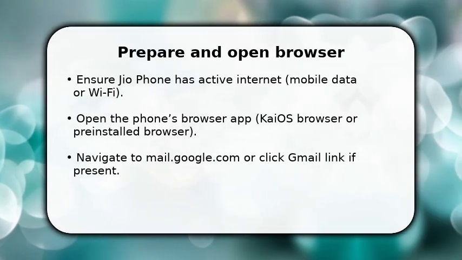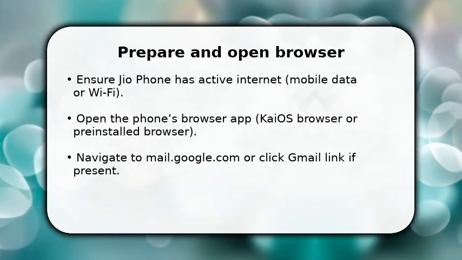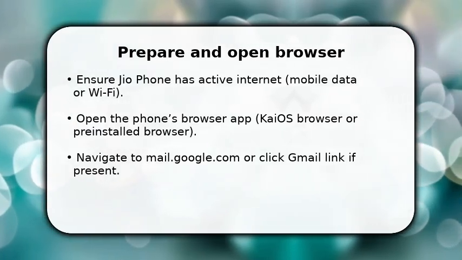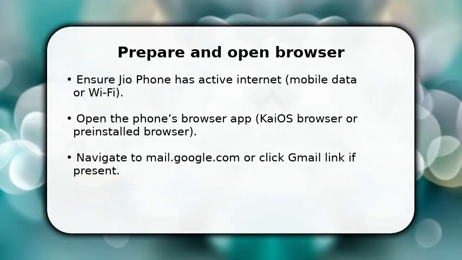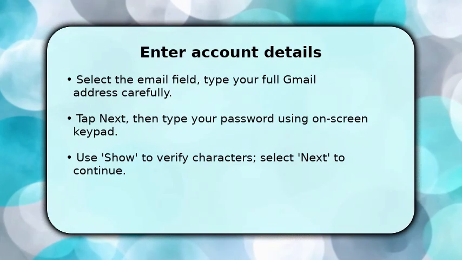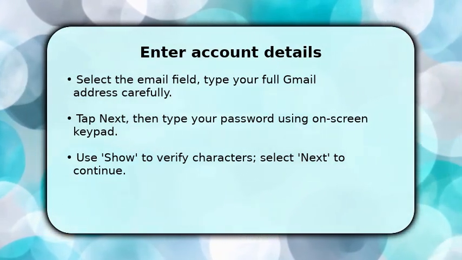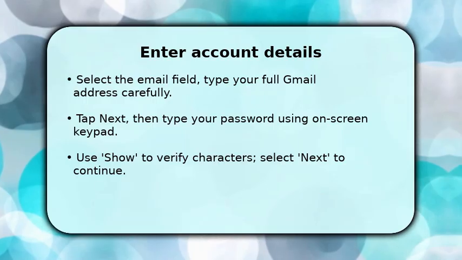If the browser redirects to a simplified page, make sure to choose the desktop or full site option when available. This provides the normal Gmail sign in form so you can proceed with entering credentials. You now see the sign-in form. Select the email field and enter your full Gmail address because auto-completion may not be reliable on KaiOS.